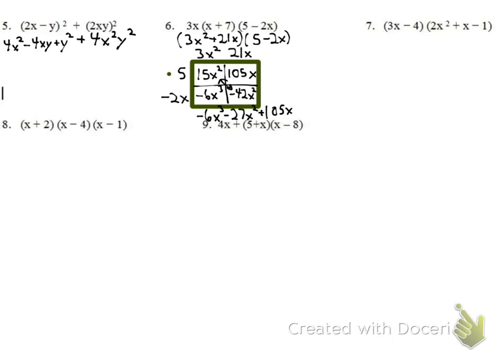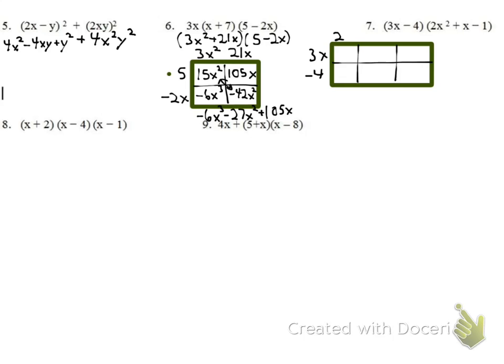We'll do the same thing here with the box method. Now it's a 3 by 2, is how I'm going to set it up. 3x minus 4 I'll put on the left side. 2x squared, x, and negative 1. And we just go through and multiply to fill in all the boxes.